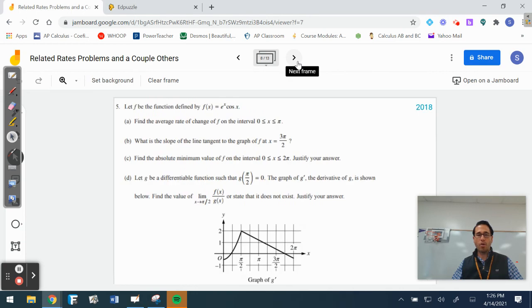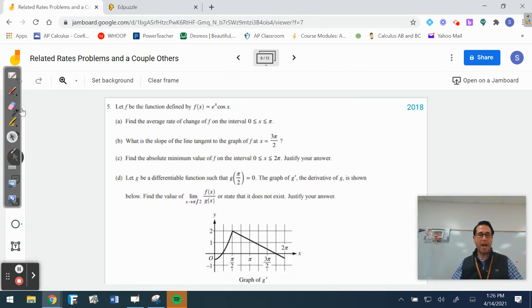All right, what is your job? Your job right now is to do this 2018 problem, hit pause, and let's see how you do. All right, here we go. Remember, I said that this is kind of related rates, a kind of random one. So I would definitely hit pause, because we've been working on all of this stuff.